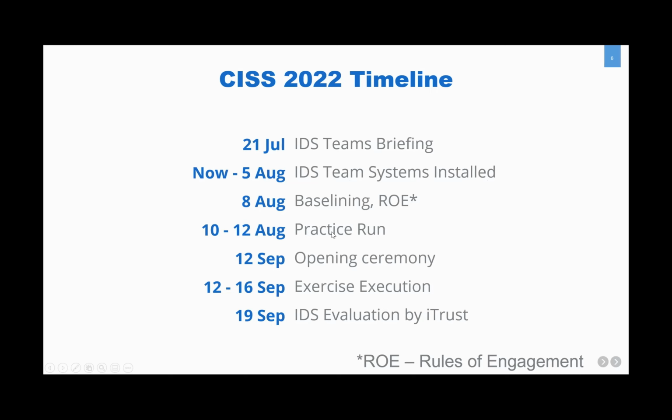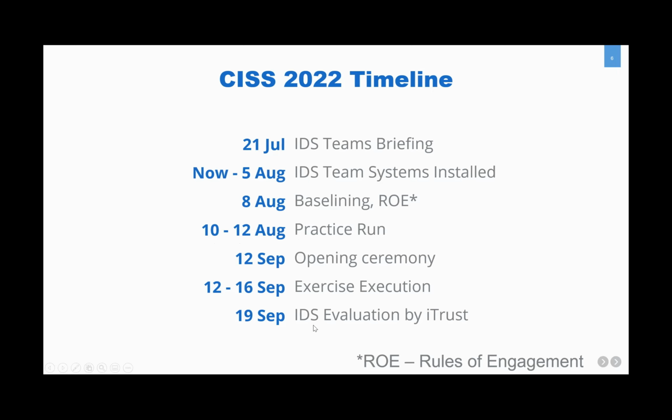Then we'll conduct a practice run on 10th to 12th of August, which will be a replica of the exercise where we will be launching attacks and also different kinds of scenarios that you will witness during the exercise. Then we'll have a 1 month period, which I'll go into in the next slide, but the actual exercise will start from 12th of September when we'll have the opening ceremony and then exercise execution until 16th of September.